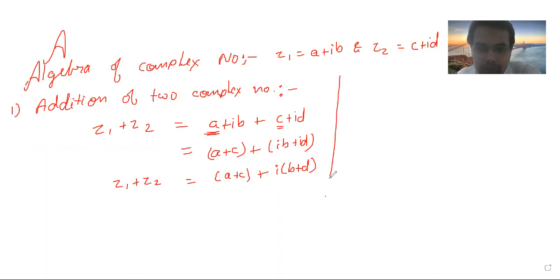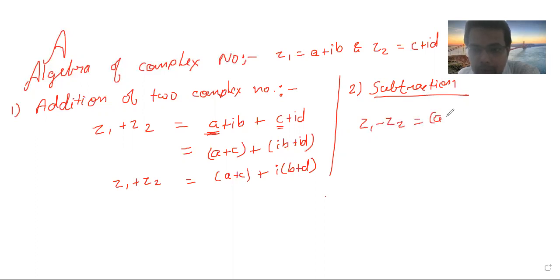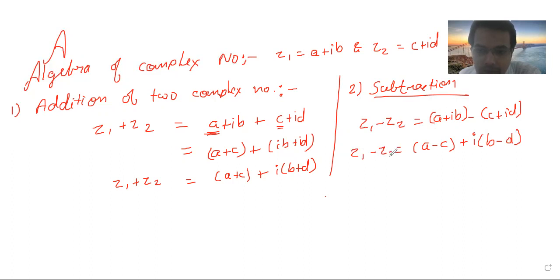The second is subtraction. In subtraction, z1 minus z2 means a plus ib minus c plus id. In order to subtract, we do the same: a minus c plus i common, and this will be b minus d. So this is the subtraction of two complex numbers.